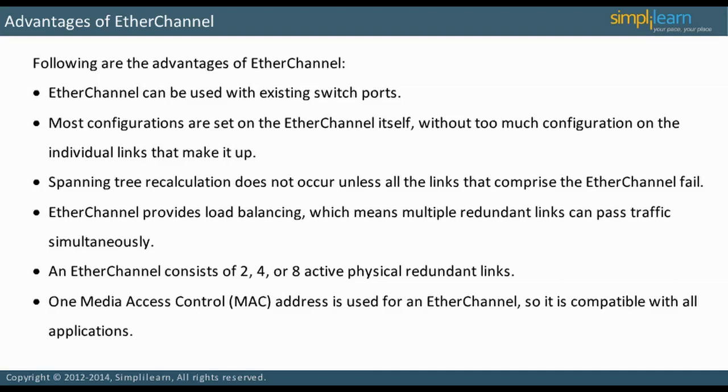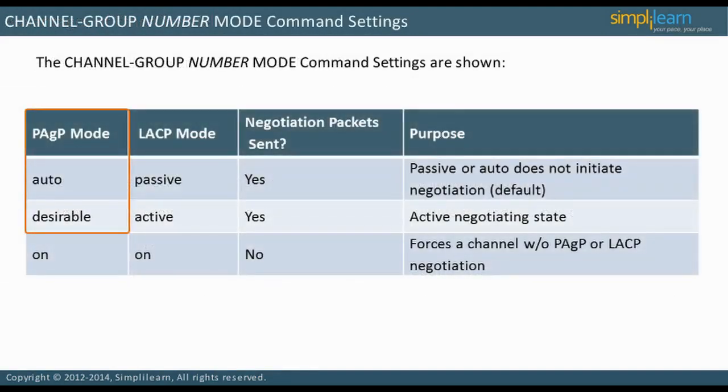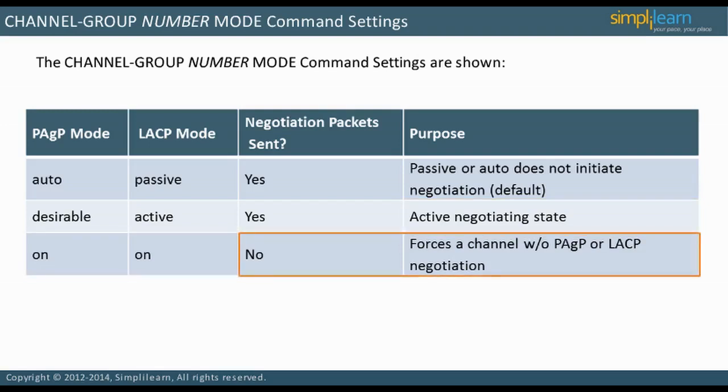Let us move on to channel-group number mode command settings in the next slide. When PAgP is used, the two modes are auto and desirable. Modes for LACP are passive or active. These modes have the following effects. Passive or auto does not initiate negotiation. This is the default negotiation mode. Active or desirable actively seeks negotiation of an EtherChannel. Without negotiation, an EtherChannel can be created by specifying the on mode. If both sides are configured as on, an EtherChannel is formed with no negotiation.